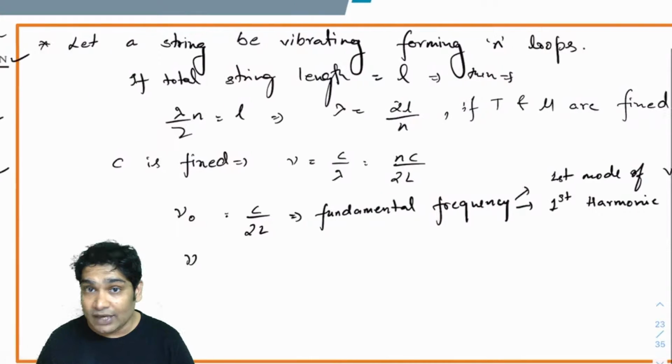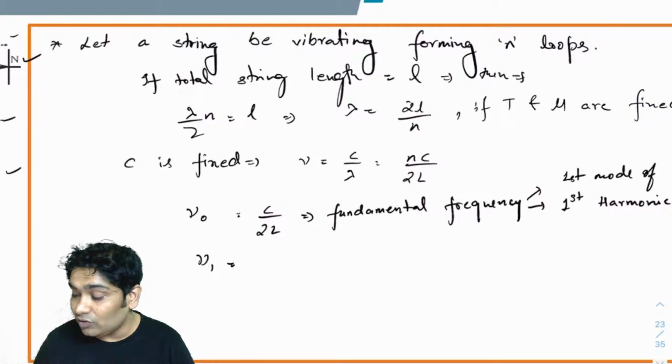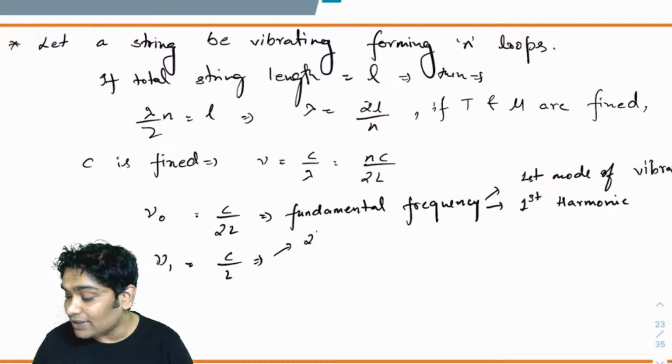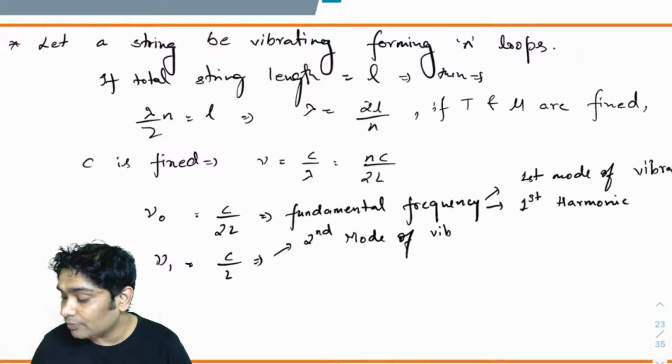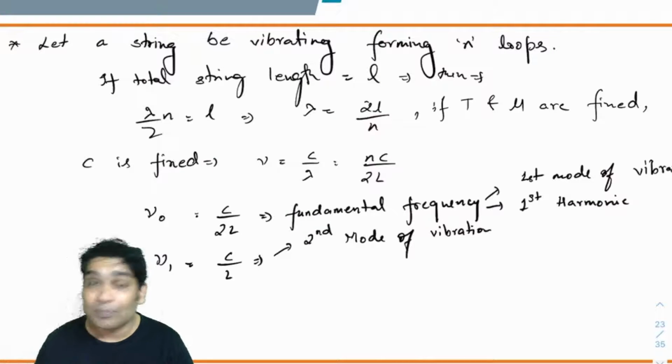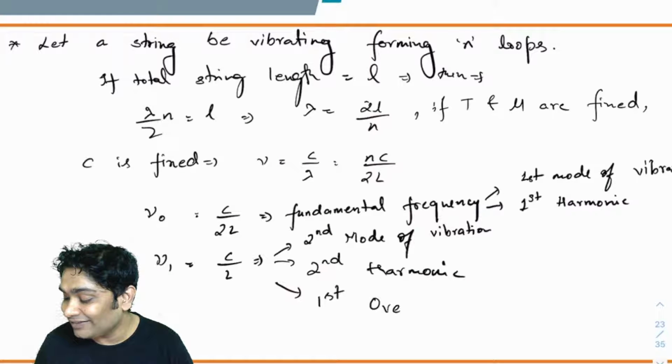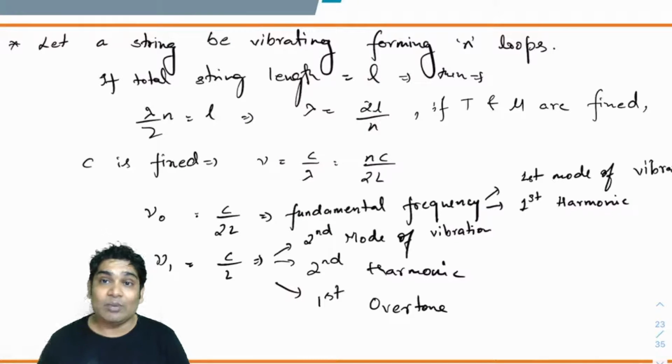Now the next possibility is, let's call this new one would be 2 times this. So now this is called the second harmonic, or the second mode of vibration, because that is the second possibility that I can have. This is also called the second harmonic, and this is also called the first overtone. Alright, so you guys need to remember these terms.